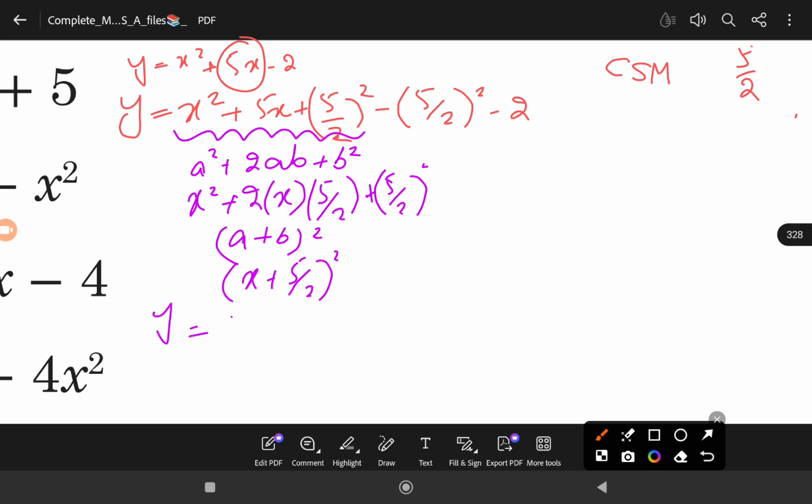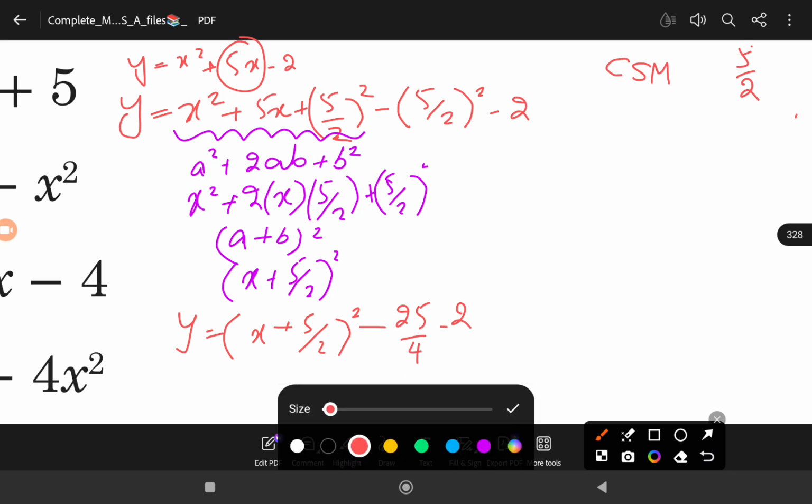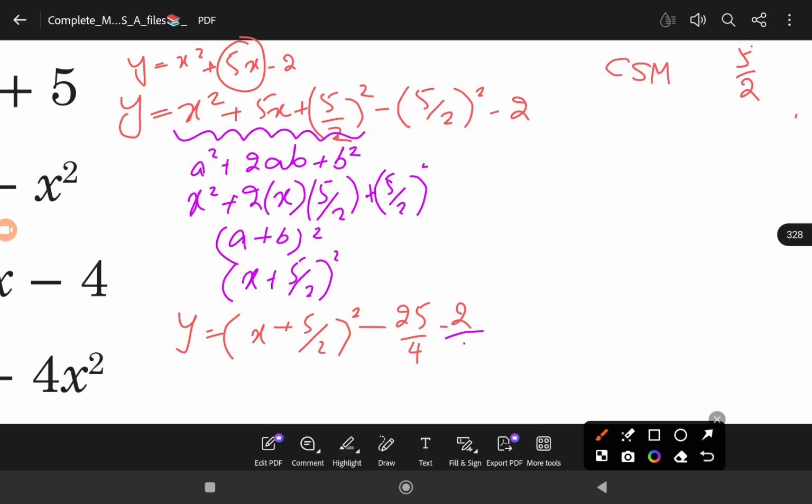So y equals x plus 5 over 2 whole square. These three terms are like this now, and this 5 over 2 squared will be 25 over 4, minus 25 over 4, minus 2. For solving these fractions, we need to make the denominators the same. There is no denominator with 2, so for making the denominator the same, we will multiply and divide by 4.